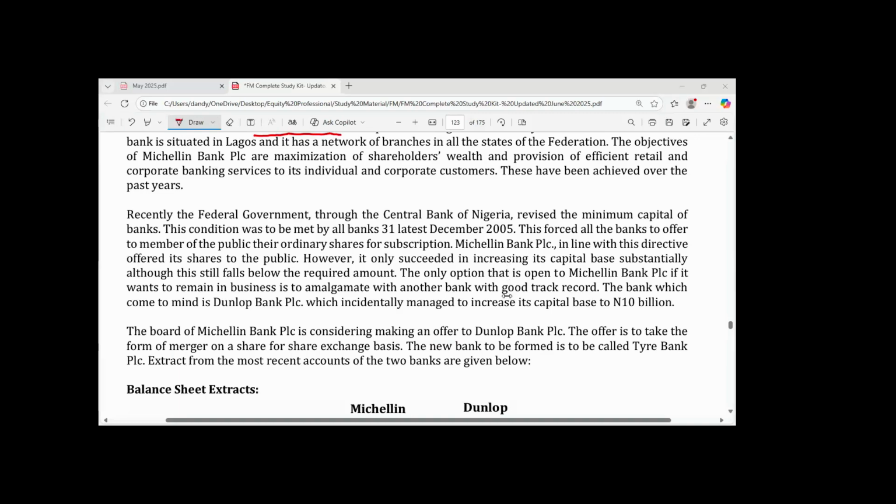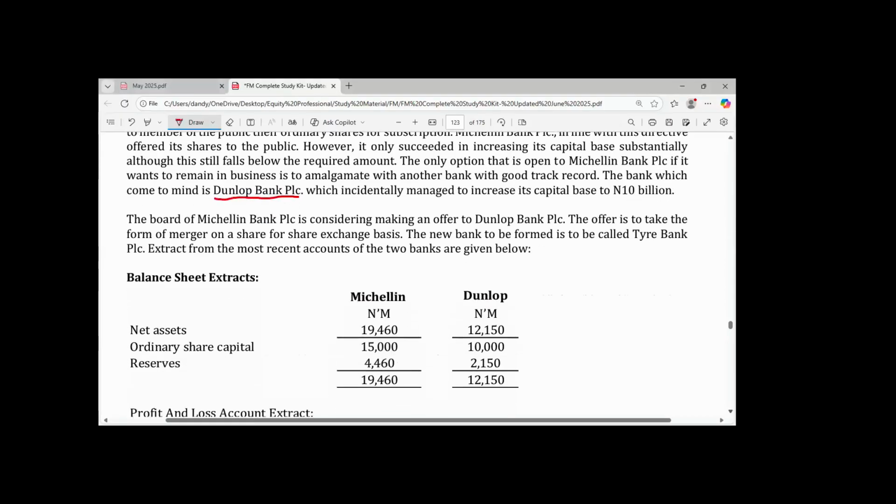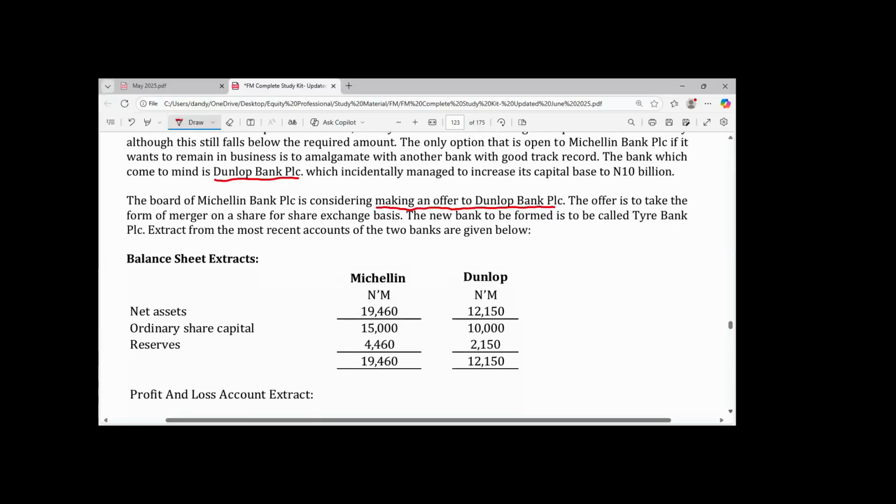The bank which comes to mind is Dunlop Bank PLC, which incidentally managed to increase its capital base to 10 billion naira. The board of Michelin Bank PLC is considering making an offer to Dunlop Bank PLC. The offer is to take the form of merger on a share-for-share exchange basis. The new bank to be formed is to be called Tire Bank PLC. Extract from the most recent accounts of the two banks are given below.